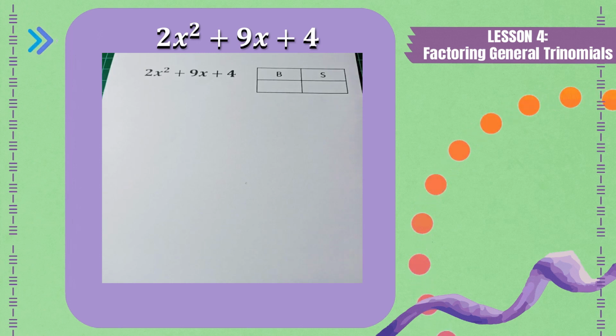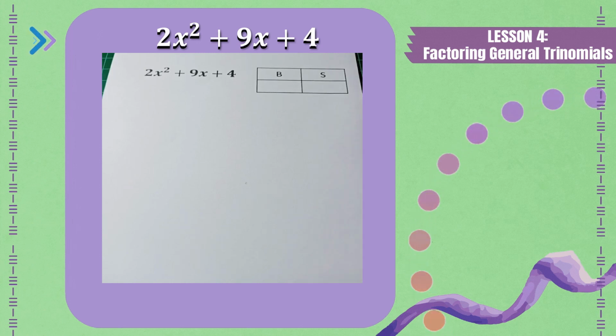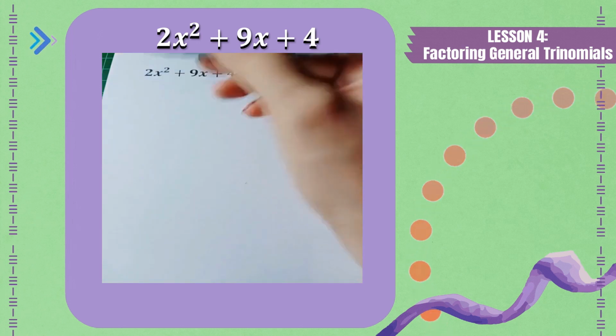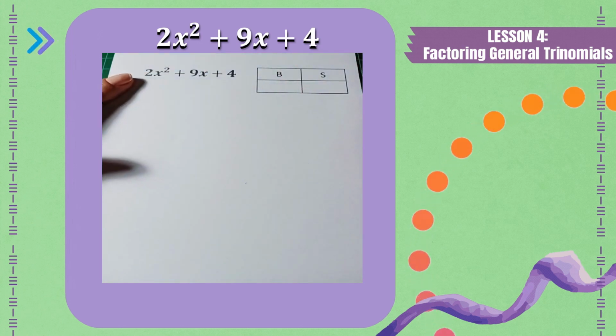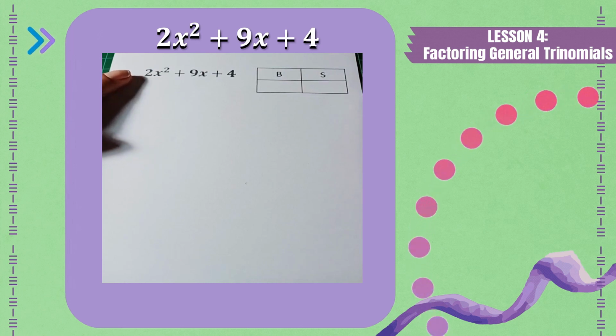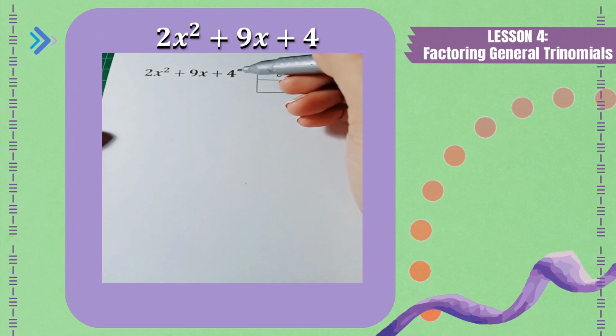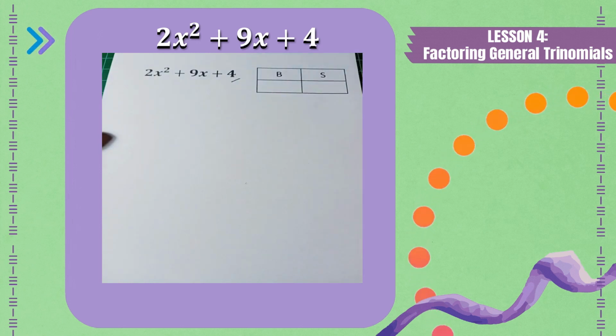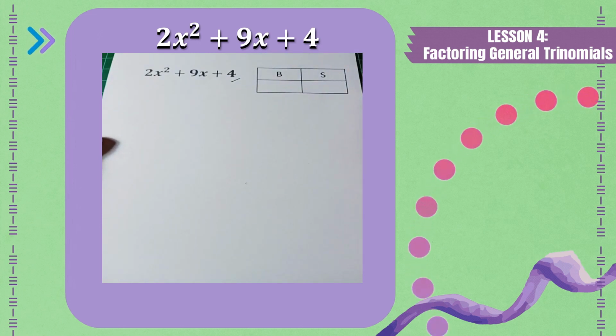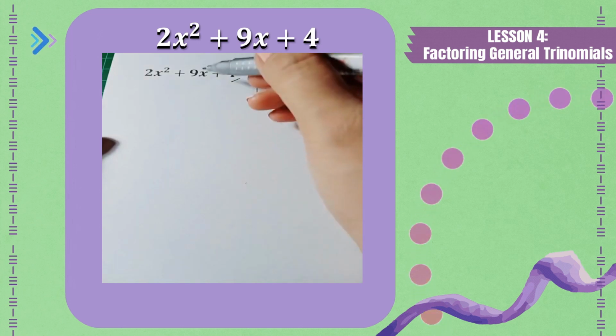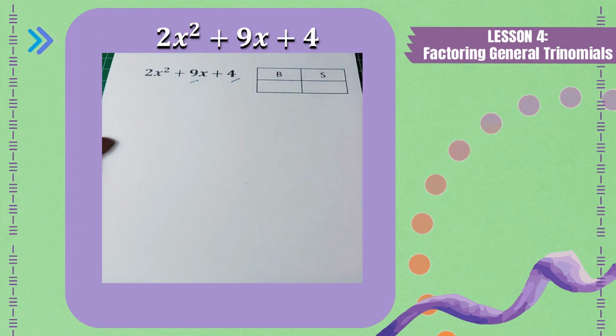So, the given is 2x squared plus 9x plus 4. So, this is a general trinomial where a is greater than 1. So, meron tayong numerical coefficient na 2 dun sa ating first term. So, the same pa rin naman ang rules ng sign. So, tingin tayo sa last term, which is positive. Therefore, pareho sila ng sign. Pareho silang positive kasi positive yung middle term natin.